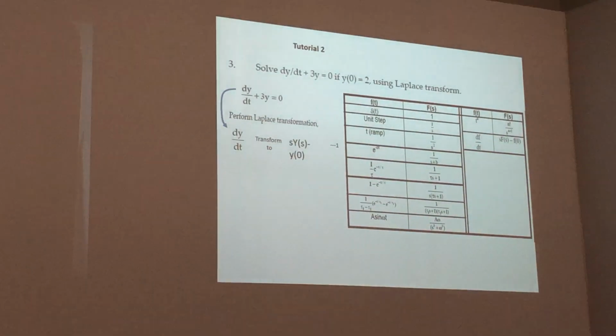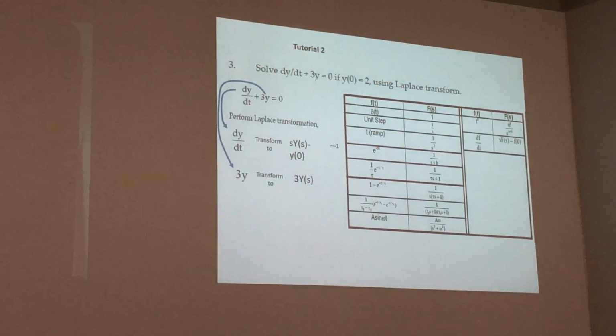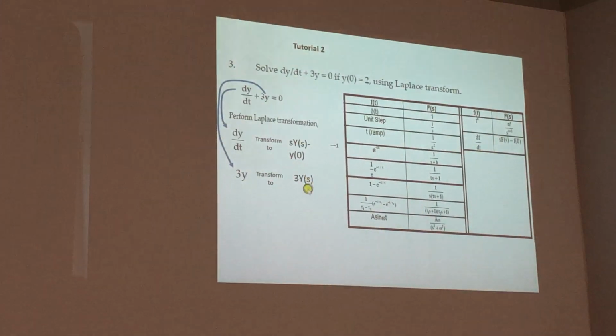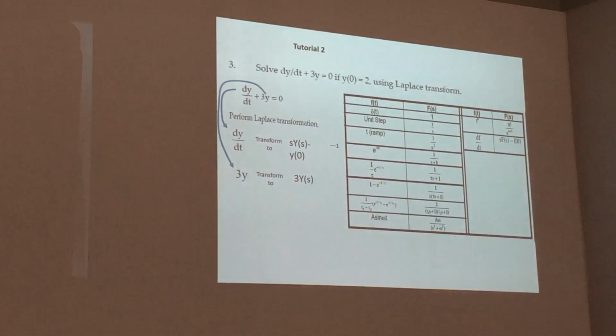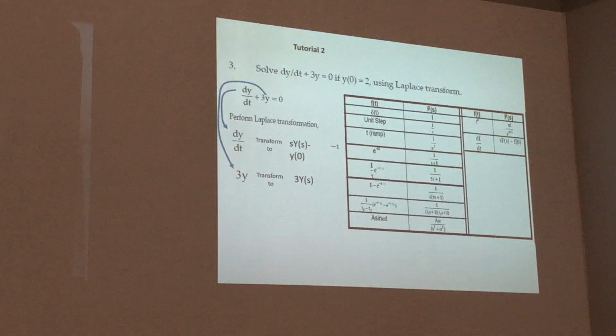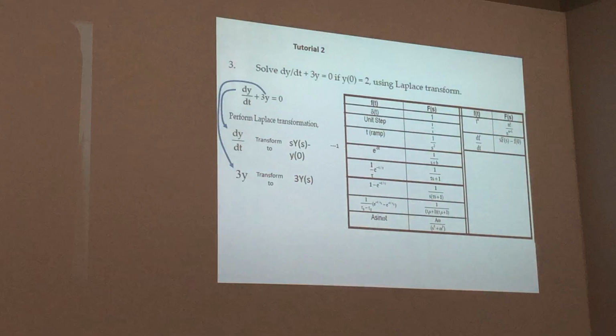Okay, and after that 3y, when we transform, becomes 3 capital Y, right? Sometimes you all will ask me whether you need to put the bracket s or not. The bracket s is actually to show the domain of the Laplace phase. If you understand the capital Y is the Laplace form, it's okay for you not to show the bracket s.